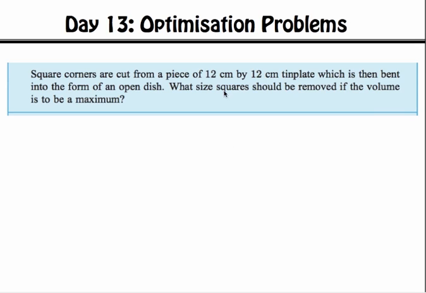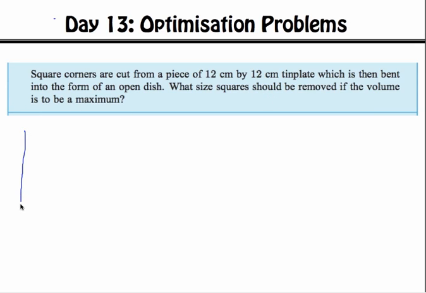Hello, this is Mr. Collier, and today we're going to do some optimization problems. So in this problem, square corners are cut from a 12 by 12 tin plate, which is then bent to form an open dish. What size square should be removed if the volume is to be a maximum?